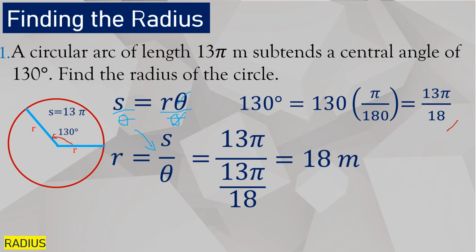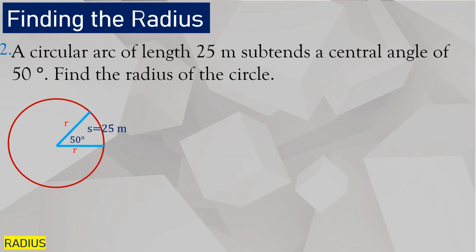Okay, let's have the next example. A circular arc of length 25 meters subtends a central angle of 50 degrees. Okay, so we're referring here, the angle is 50 degrees. So find the radius of the circle. So we're looking for the radius of the circle. So definitely S is equal to r theta. So radius is equal to the quotient of the arc length and the angle measurement.